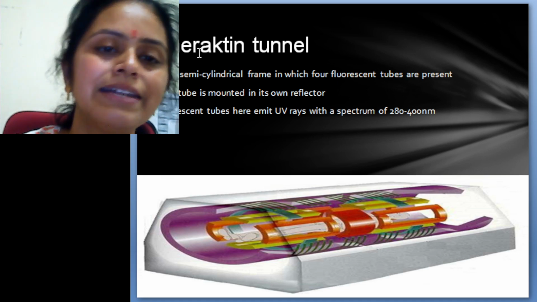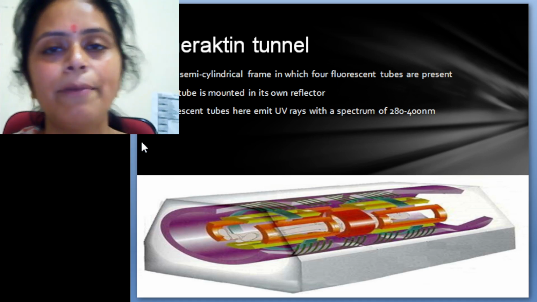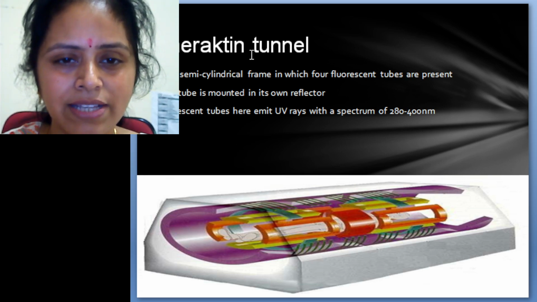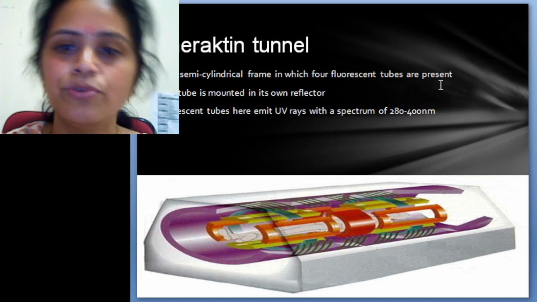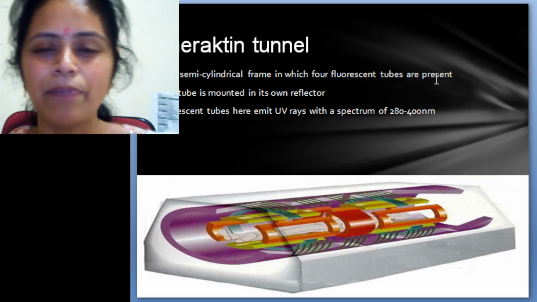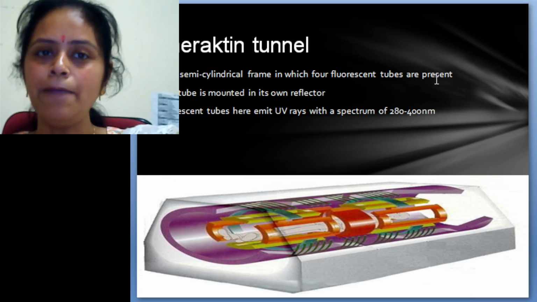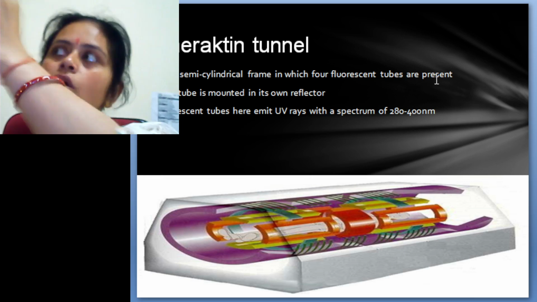So basically it contains two lamps. The first one is the Thurectan tunnel and the other one is the PUVA apparatus. We will be discussing these one by one. The very first is the Thurectan tunnel. It is a semi-cylindrical frame in which 4 fluorescent tubes are present. Let me explain how it works. It has a semi-cylindrical shape, and it has 4 fluorescent tubes fitted in all its curves.